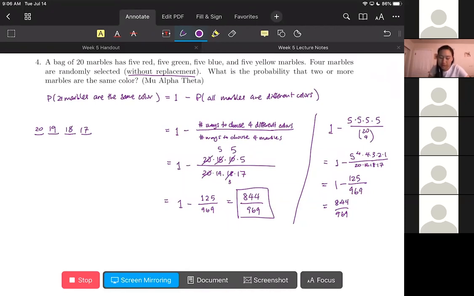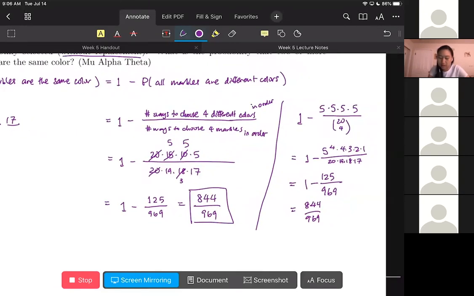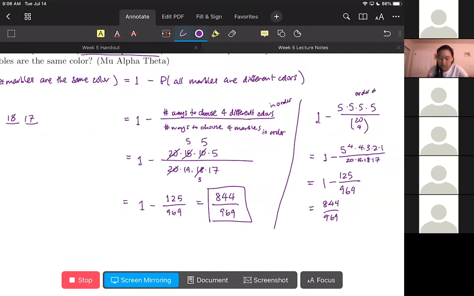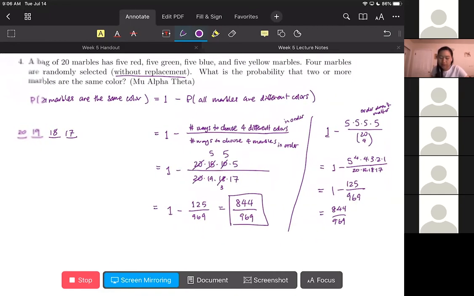So here when I'm saying number of ways to choose 4 different colors, I'm also saying in order. But here where I'm saying order doesn't matter, but the individual marbles matter, as long as we're counting the top consistently with the way that we count the bottom, the probability will still turn out the same.